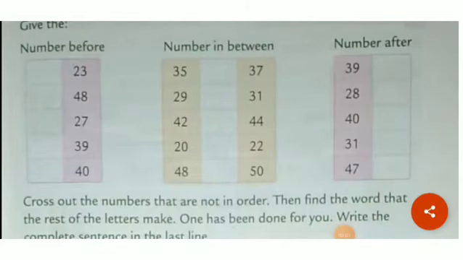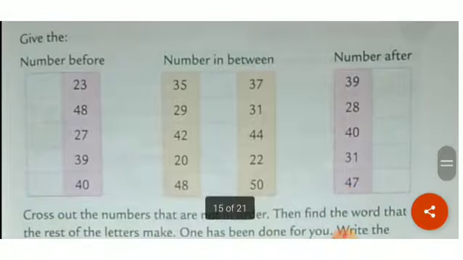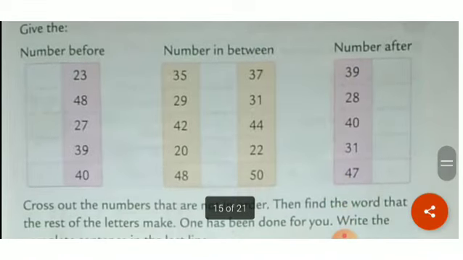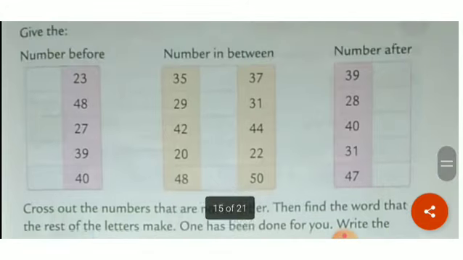Now students, see page number 21. On page number 21, these are the examples. Here you have to write number before, number in between, number after. We have seen this now, before, between, after. So you complete this. Write before number, between and after here.